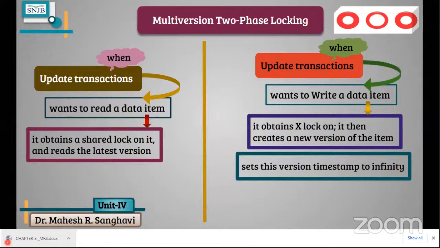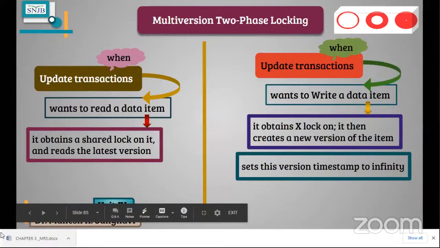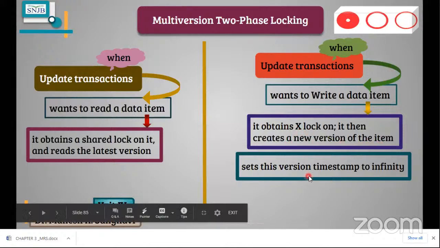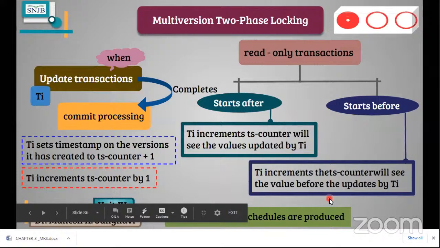Okay, now the last part of this multi-version two-phase locking, where you need to think about what happens when an update transaction wants to read data items: it obtains a shared lock on it and reads the latest version. This is always for the read operation, and when it wants to write any data item, then we need to lock it in X mode. It creates a new version of the data item immediately and sets the timestamp of this new version to infinity. So this way you can understand the use of this multi-version protocol.